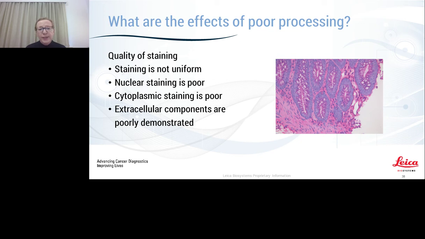So all of these could be effects in different ways, and it is a way of assessing your tissue to have a look at the different aspects, from physical quality, from the quality of the morphology, but also the staining. You may have poor staining because you have poor staining, but often staining is an effect of the poor processing as well. So really consider what is causing any sort of artifacts you see.